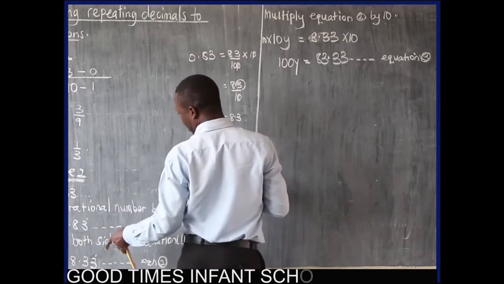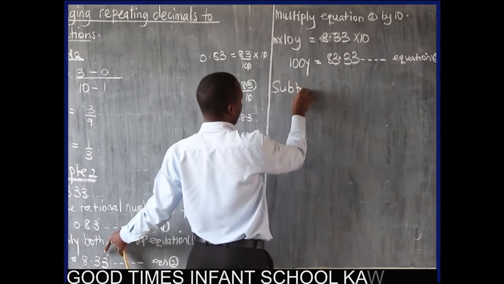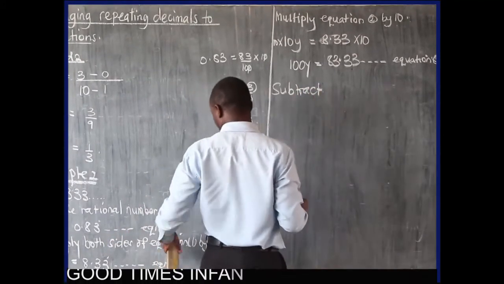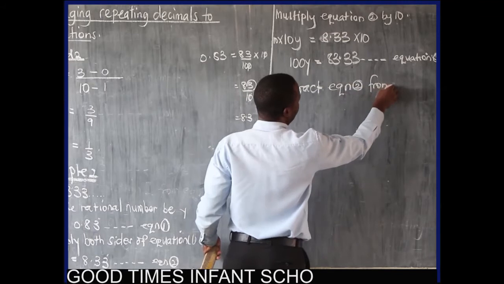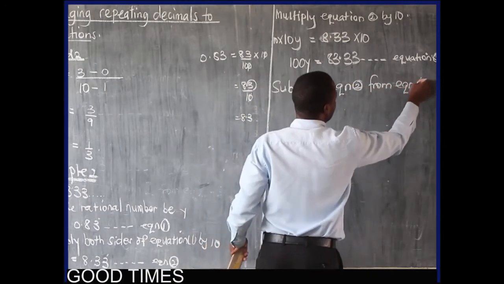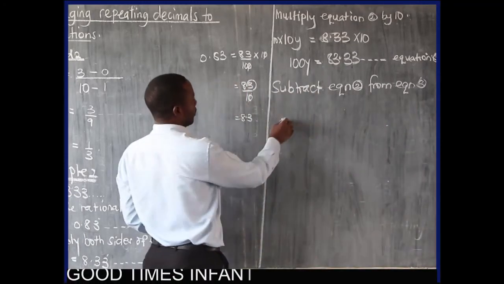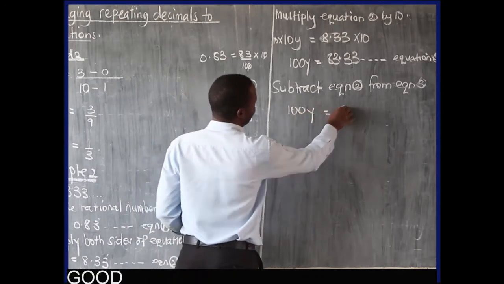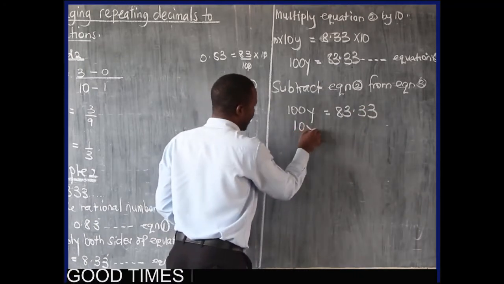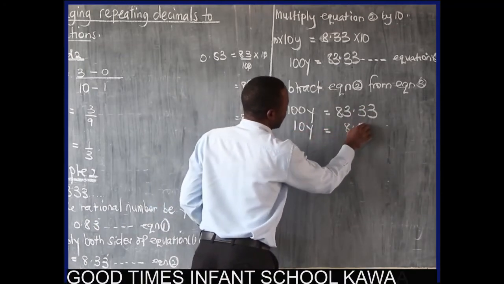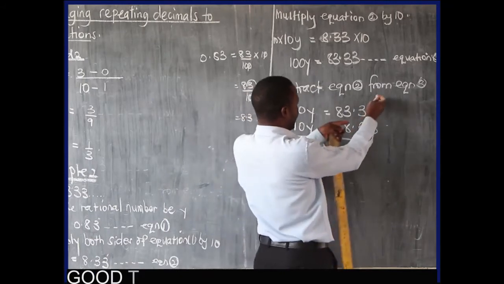So according to what you see, 10y is smaller than 100y. Therefore we shall subtract equation 2 from equation 3. We leave out equation 1 because it's not considering what we want. Now this is 100y equals 83.33. Now this is 10y equals 8.33. So when we subtract this side alone and this side alone.